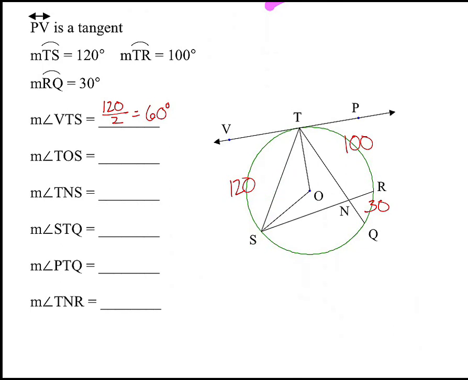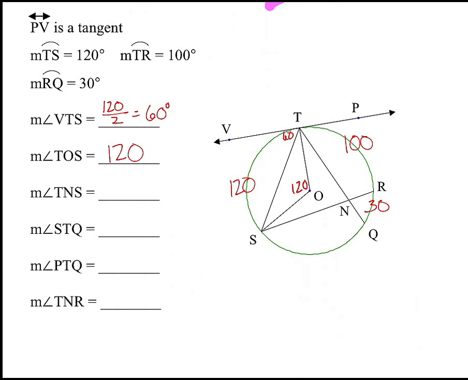Angle TOS. Now we haven't done one of these for a while. TOS is coming from the center of the circle. That means it's a central angle. It is intercepting this 120-degree arc. So angle TOS is simply going to be 120. It's going to match that central angle. So that's TOS, and we can put these on here as we go. So this is 120, and we said that VTS was 60.